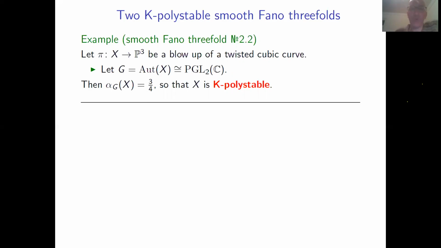So basically there's only one choice of group here. If you take a smaller subgroup, then alpha only drops. So without Kenta's theorem, we cannot apply it. There are other methods to prove K-stability of this, but the proof that alpha G of X is 3/4 is actually very nice. It uses some classical birational involution, which is only undefined along the twisted cubic curve, something classical which goes back to the 19th century. Okay, this is one example.